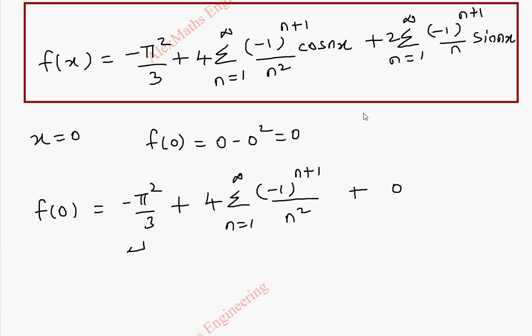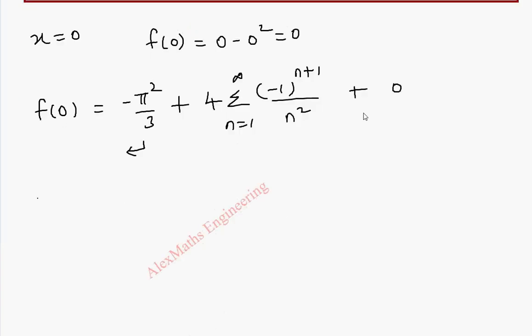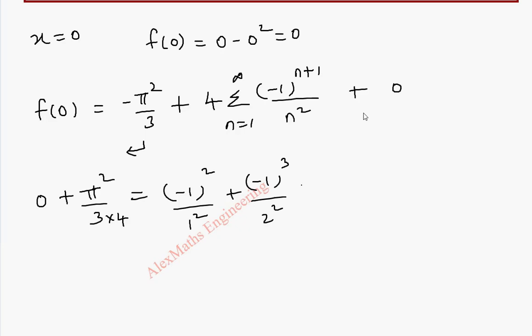And this term we can take to the other side, because this is 0, plus pi square by 3 equal to this. The 4 we can take to the denominator here, and this summation I am going to expand. When n is 1 we get power 2 by 1 square. When n is 2, minus 1 whole power 3 by 2 square. When n is 3, because it is already power n plus 1, when I put 3 it becomes 4 by 3 square. Then minus 1 whole power 5 by 4 square when n is 4, plus dot dot dot.